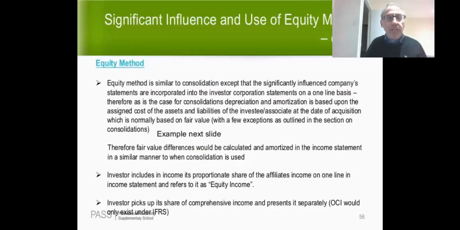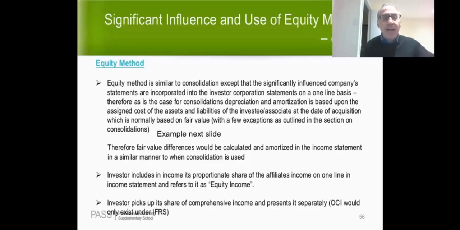However, we still have the same adjustments we would have for consolidation. We still have to worry about fair value increments and depreciating or amortizing those fair value increments. We would still calculate goodwill. The goodwill would simply be buried in the investment account, but we would keep track of it. So if there's an impairment of the goodwill, we could have a write-down and an impairment loss.